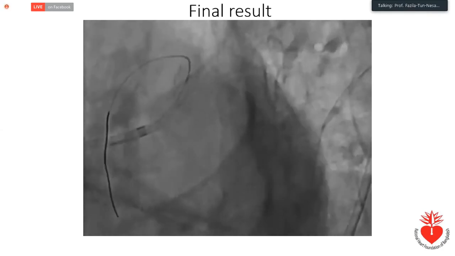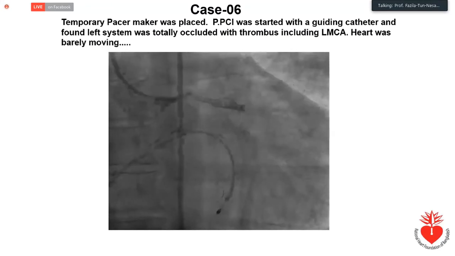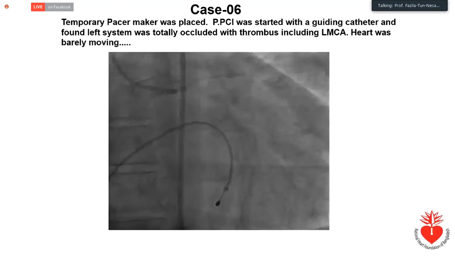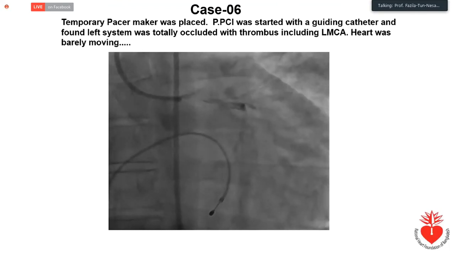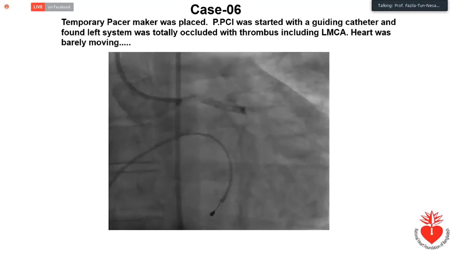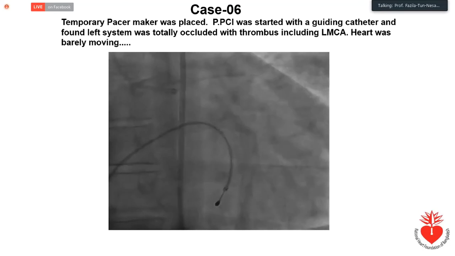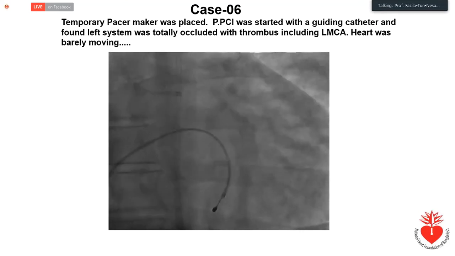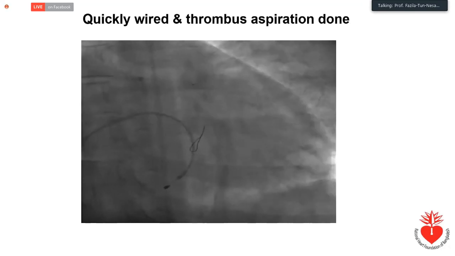When the thrombus load is very high, however, that's another story, and that makes the situation even more difficult. Like in this gentleman, his LAD, we could not visualize it, but there was a huge thrombus burden, as you can appreciate, from the left main to the LCX. The heart was barely moving. We had to do a temporary pacemaker. We managed to wire from left main to LCX. We could not wire the LAD. Looked like it may have been a CTO.